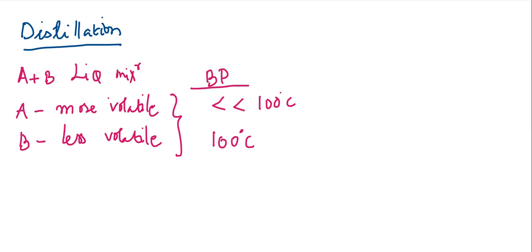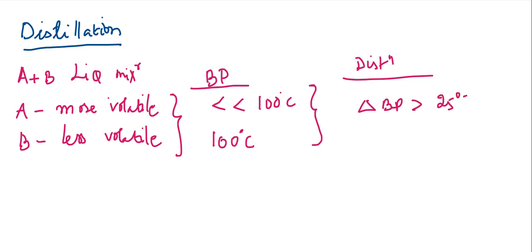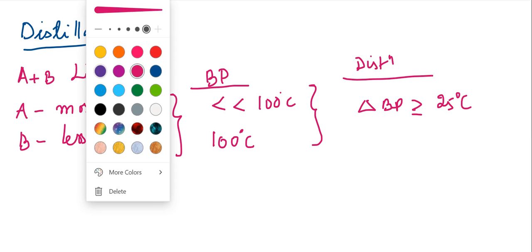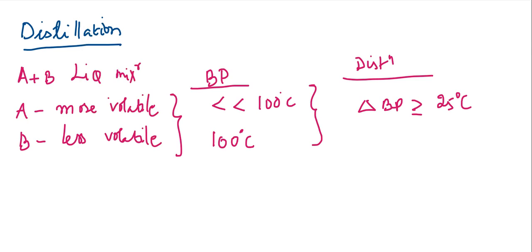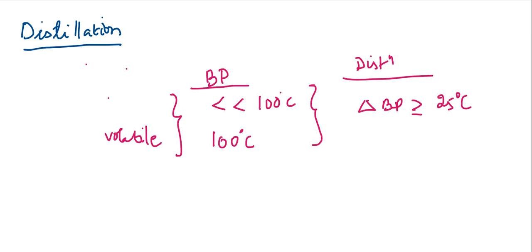To carry out a distillation tower or fractional distillation tower operation, this difference in the boiling point should be greater than or equal to 25 degrees centigrade. Then we can say that a fractional distillation operation can be employed. Okay, right. Now let's go to the next step. I hope you have understood the assumptions.